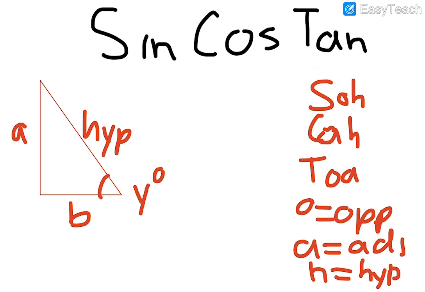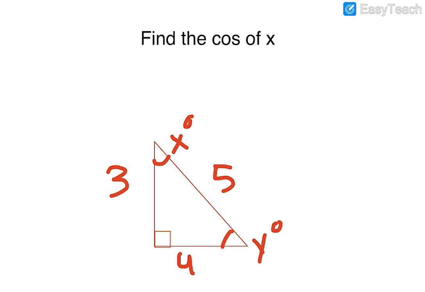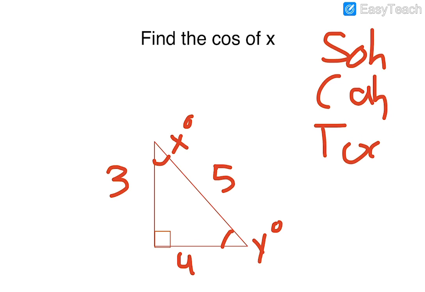Okay, I'm going to give you a practice example, so you can pause the video and try to solve it on your own. I'll explain how to find this. So cosine of x. So we need to say SOHCAHTOA, and since it's cosine, we need to use cos.